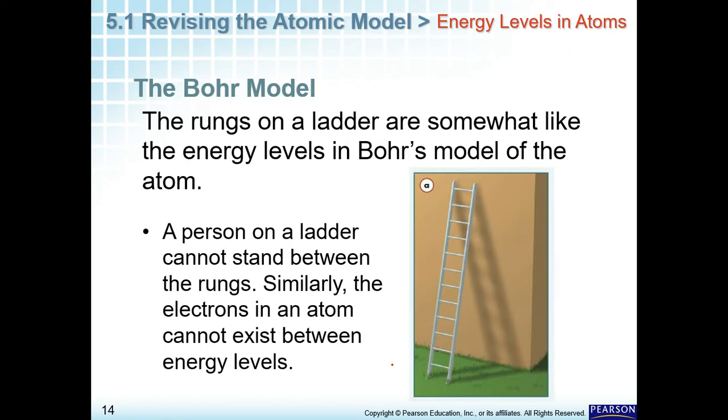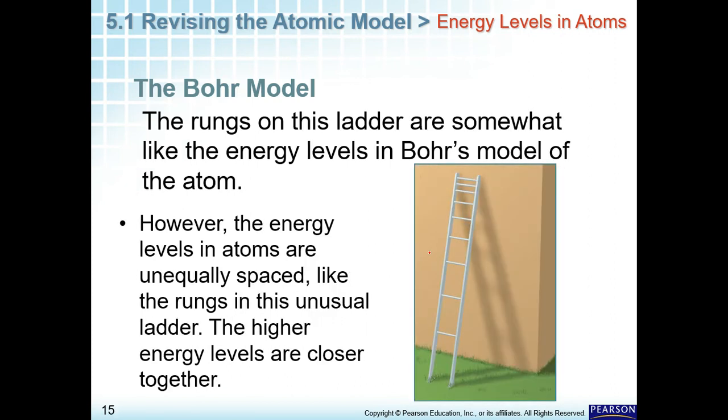Let's talk about the Bohr model a little bit more in detail. Here I have a picture of a ladder, and it says the rungs on a ladder are somewhat like the energy levels in Bohr's model. A person on a ladder cannot stand between the rungs. You either have to stand on this rung or this one. Similarly, electrons cannot exist between energy levels. It either has to be energy level 1, 2, 3. It can't be 1.5.